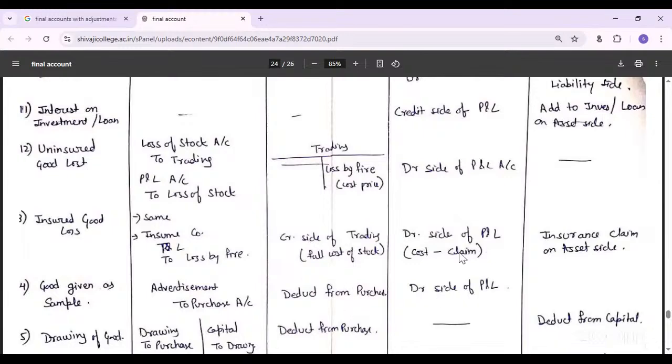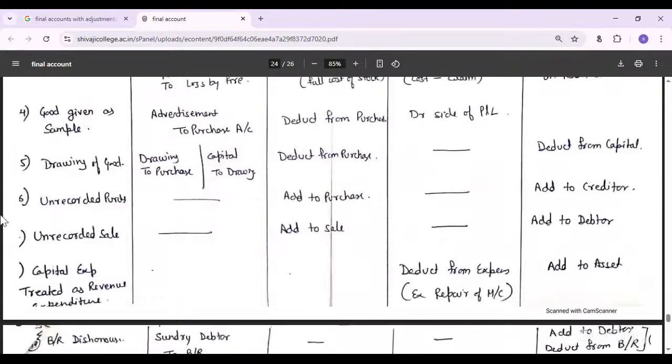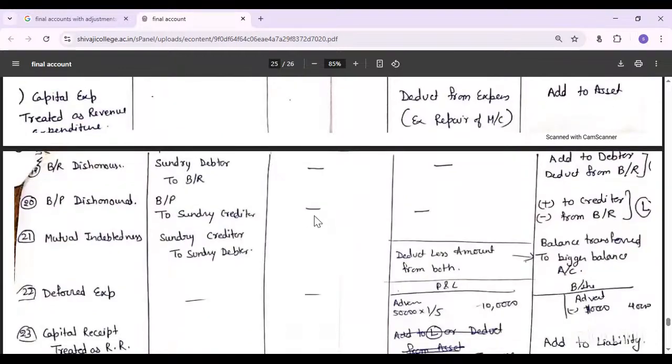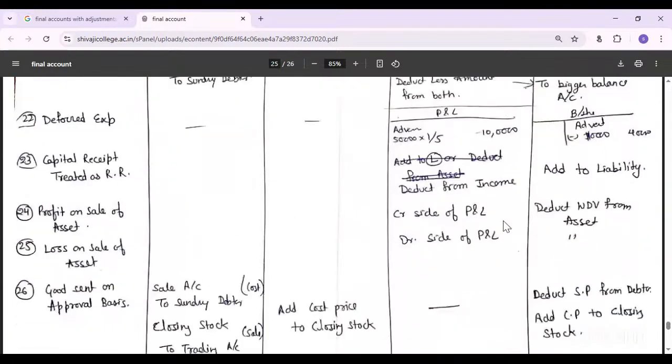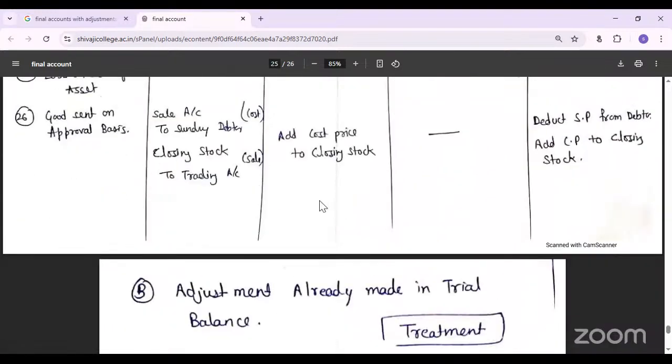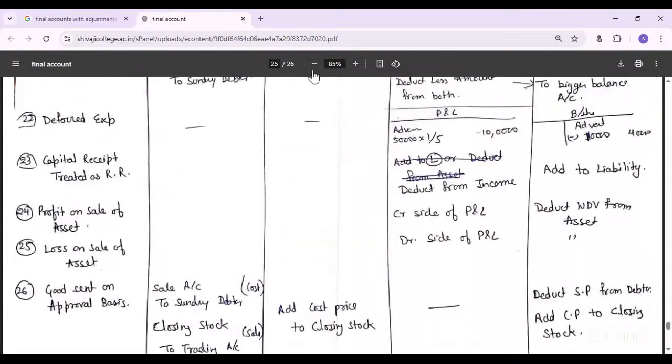Deduct from purchases in the trading account, debit side of the P&L account, you have to take. So all these items which I have explained are mentioned to you clearly in this particular file. These are the explanations regarding the adjustment entries which we come across mostly in the final accounts, and how we have to show the effect in the trading account as well as in the P&L account.